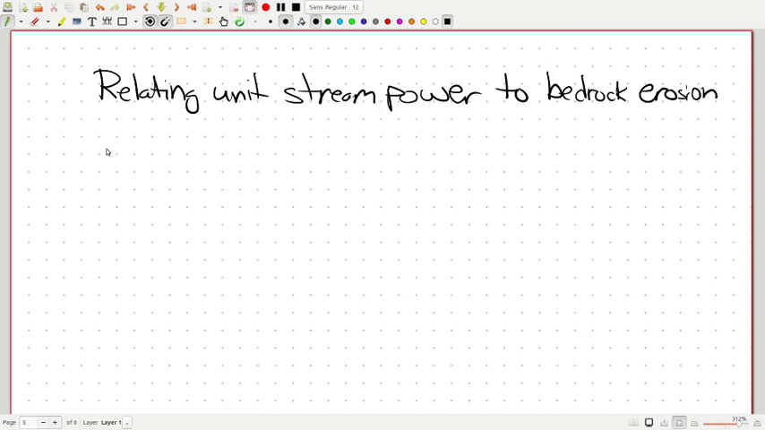Now that we've derived unit stream power and shown how it relates to the slope and discharge of water in a channel, the next step is to relate it to bedrock erosion. So first, I'm just going to remind us all of what this little omega, which is unit stream power, is. Let me make these little annotations in gray just to keep it a little cleaner.